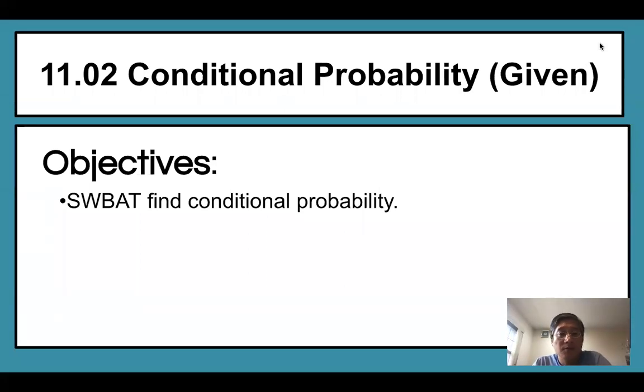Hi everyone. Today we are going to do 11.2, conditional probability. So we are going to find out probability, but conditional probability. When there is a condition, mostly you will see the words "given that." So there is a condition. Then what happens to the probability?